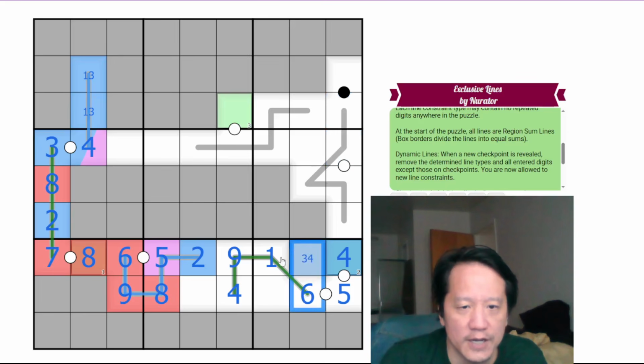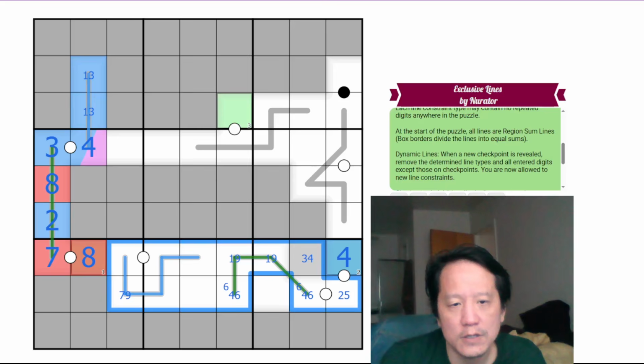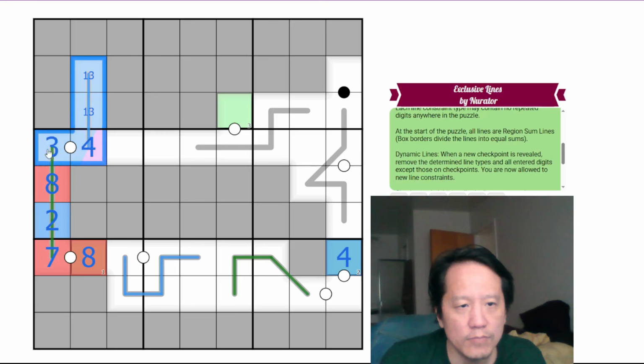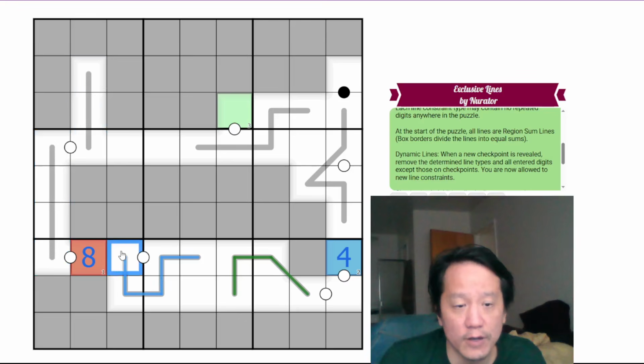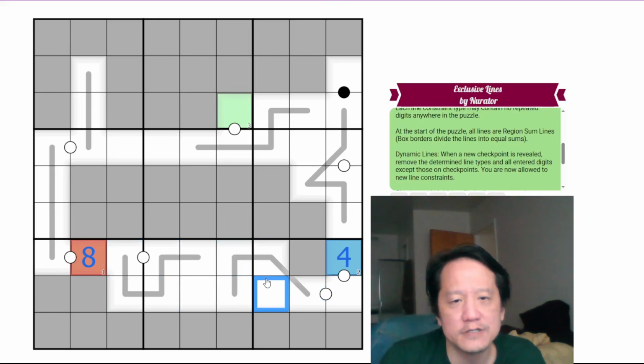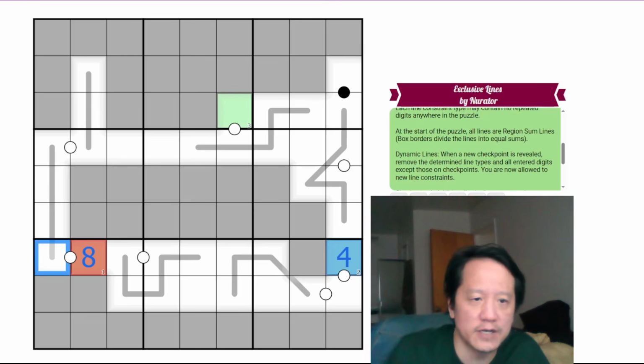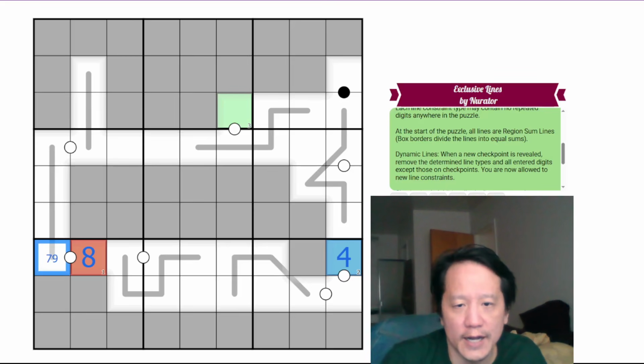So we need to delete everything except for the digits from the checkpoints. Oh, I didn't know we could delete that. That's pretty cool. We have to delete the line segments. So we know this is a 4, and we know this is an 8. So again, this is consecutive only with 7 or 9.